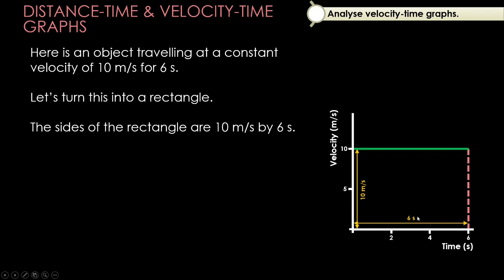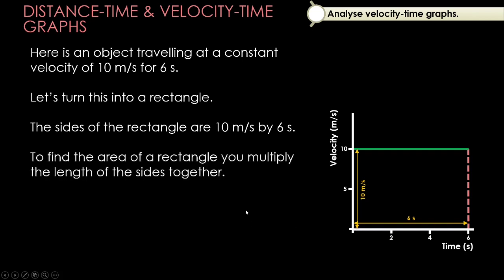Now, you're not measuring these with a ruler. You're not saying 10 centimeters and 6 centimeters. The dimensions in centimeters or millimeters are not really what we're interested in here. What we are interested in is what this is in meters per second and what this is in seconds. We can then find the area of this rectangle by multiplying the lengths of the sides together.